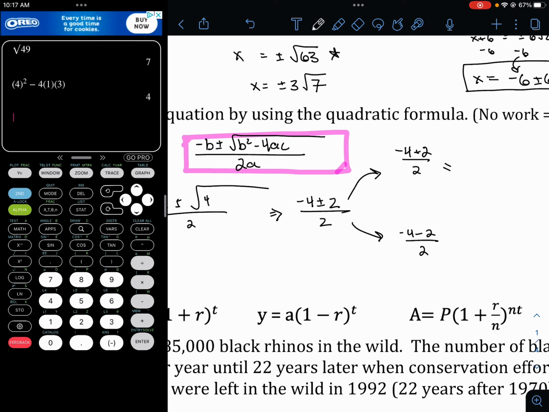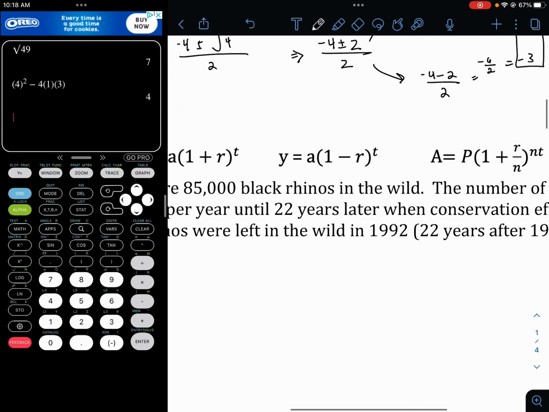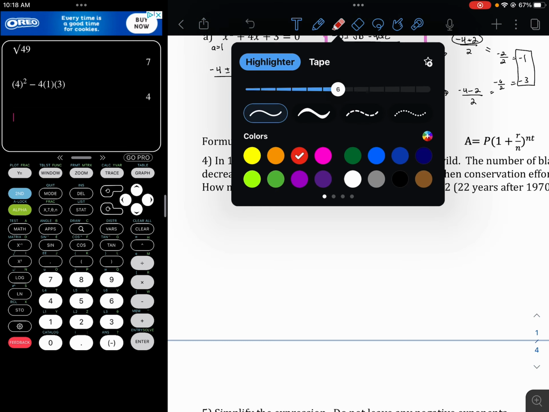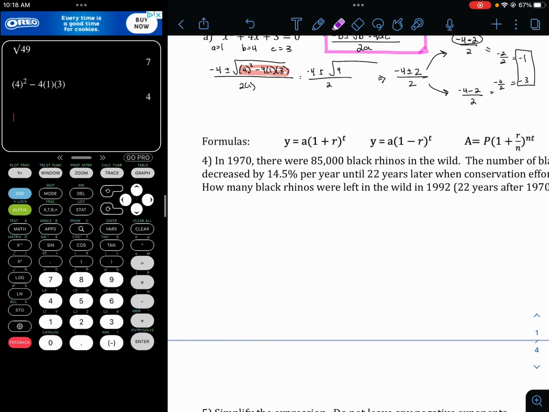So we have some different options. Negative 4 plus 2 is going to be negative 2 over 2, which is negative 1. And negative 4 minus 2 is negative 6 over 2, which is negative 3. So those are the two answers for that particular problem. Okay. The other formulas you need for exponential growth and decay, make sure these are something you've written down.